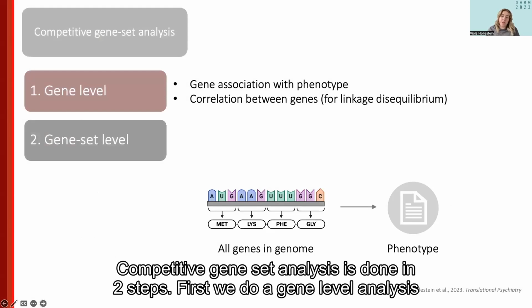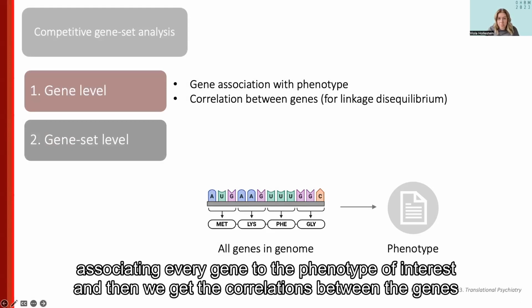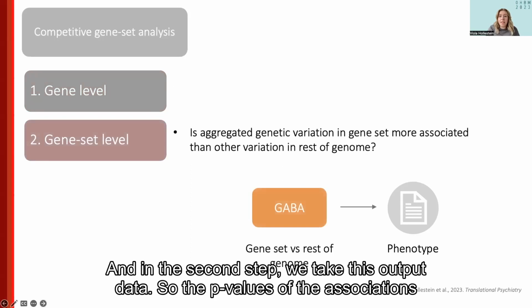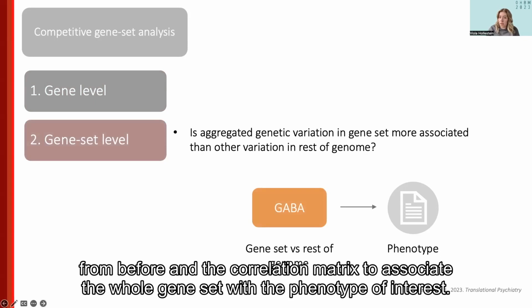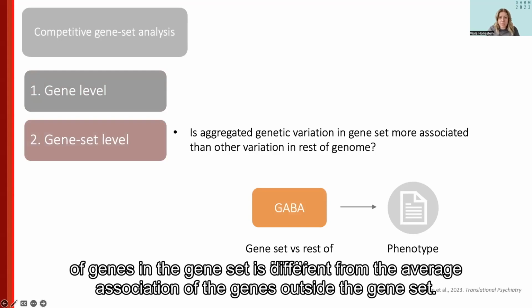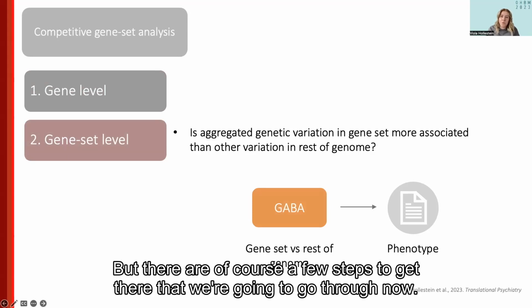Competitive gene set analysis is done in 2 steps. First, we do a gene level analysis associating every gene to the phenotype of interest, and then we get the correlations between the genes, which we then use to account for linkage disequilibrium. And in the second step, we take this output data, so the p-values of the associations from before and the correlation matrix, to associate the whole gene set with the phenotype of interest. And then this is essentially an equivalent of a t-test, where we see if the average association of genes in the gene set is different from the average association of the genes outside the gene set. But there are, of course, a few steps to get there that we're going to go through now.